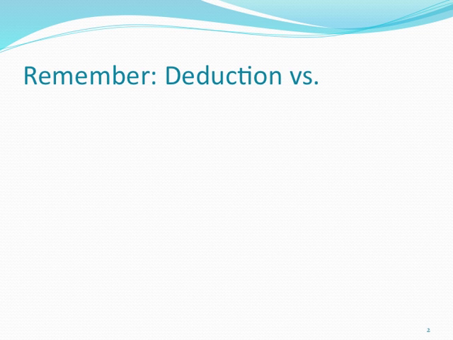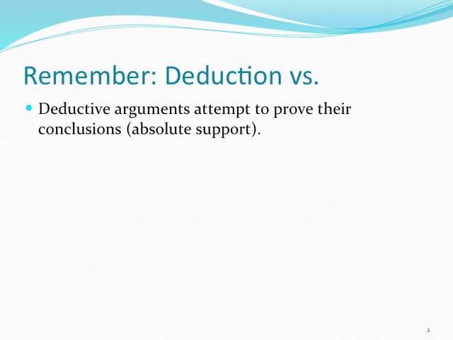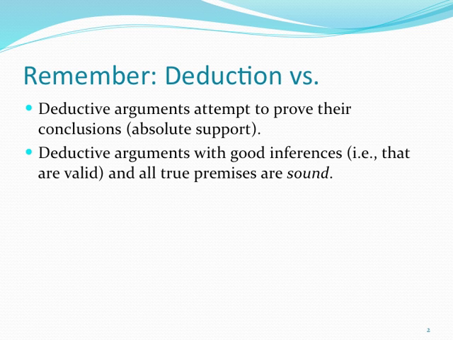So let's remember deduction versus induction. Deductive arguments attempt to provide absolute support for their conclusions. As I mentioned, the conclusions can follow necessarily. And if you have a deductive argument that is valid, in other words it has a good inference, and has all true premises, it's sound. So think back to that chart breakdown of deduction versus induction. That's what I'm recapping here.